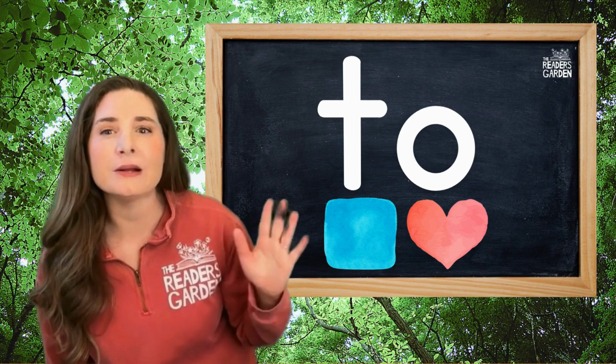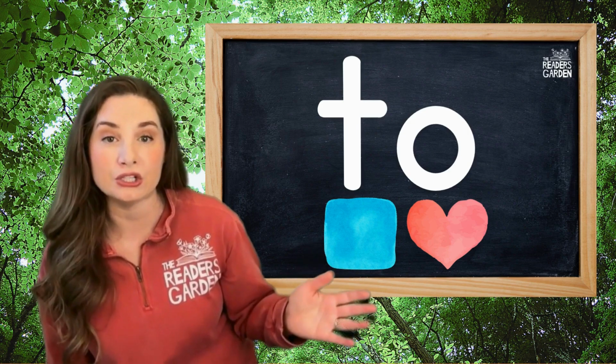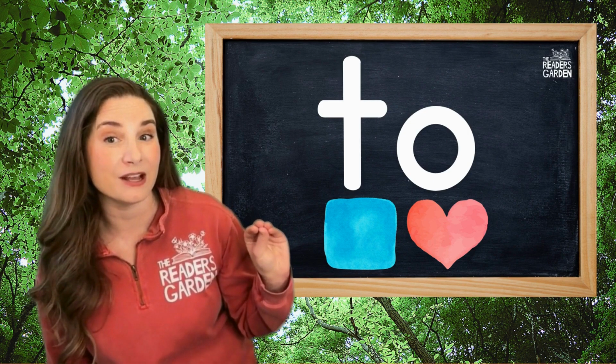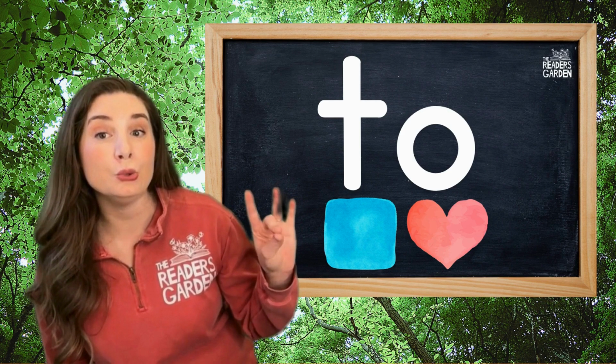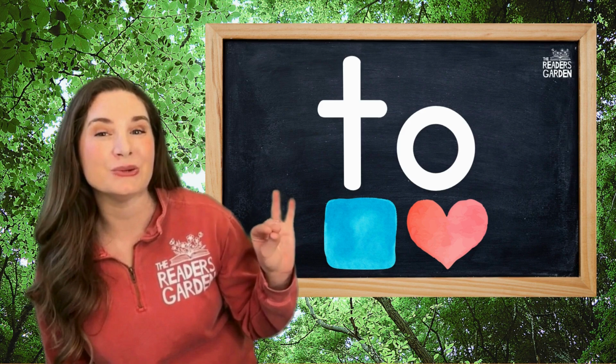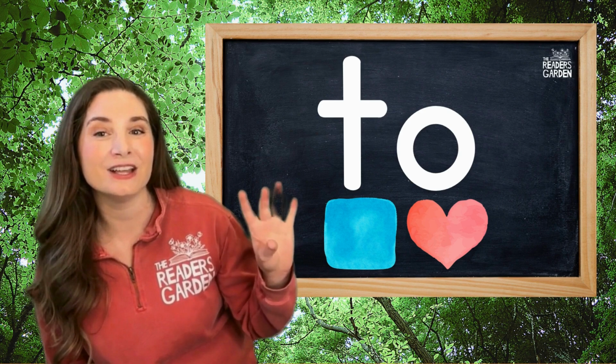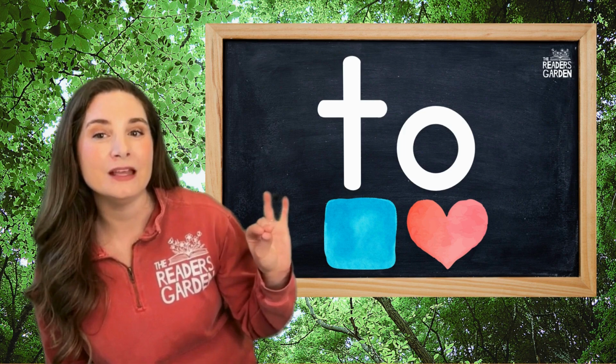Okay, so let's figure out how many sounds are in the word to. We're going to finger tap those sounds. The first sound, t. The next sound, oo. Together, to. Let's do it again. T, oo, to. Now let's focus on why this word is irregular.